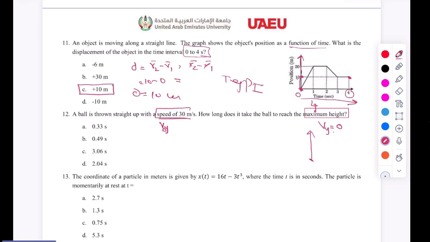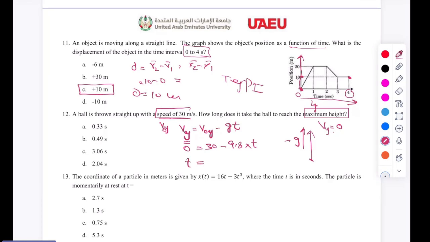So we're going to write an equation that is free fall. So the equation is vy equals v naught of y minus gt. So vy is 0, v naught y is 30, and because it's going up against gravity, g is negative, which is 9.8, and time we need to find.